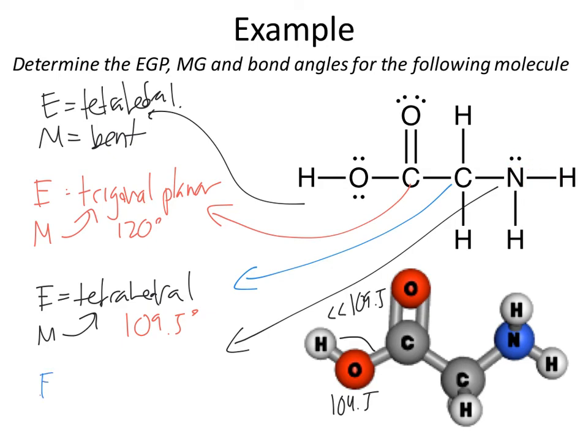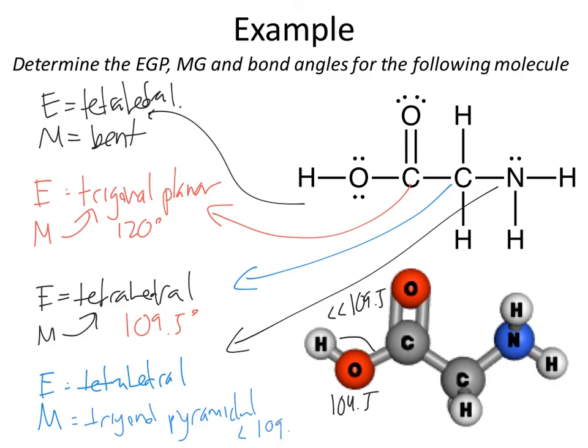So again, this EPG is going to be tetrahedral. But the MG will be different because we can see that it has one lone pair. So when it has a steric number of 4 with one lone pair, this is going to be trigonal pyramidal. And because of that, it's going to be less than 109.5. Why 109.5? Because remember, tetrahedral is 109.5. So if it's less than 109.5, it's going to be approximately 107 degrees.